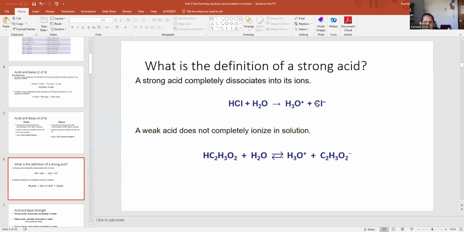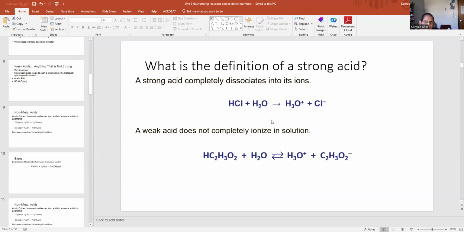Now you can identify in this which is the acid, and what is the definition of a strong acid. A strong acid completely dissociates in water. If you see here, HCl gives all its hydrogen proton to form H3O plus and Cl minus. On the other hand, when we look at weak acids, they do not completely ionize, only a part of it ionizes, and so we consider it a weak acid.